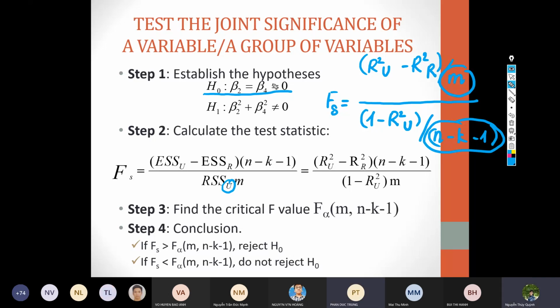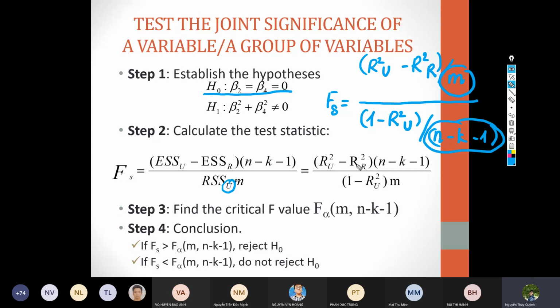0. Yeah, 0, right? Because if the null hypothesis is true, the coefficients of determination of the unrestricted and the restricted model will be the same, as x2 and x4 do not contribute anything to the explanation of the value of y. So as R squared of the unrestricted model is equal to R squared of the restricted model, our F value will be equal to 0.